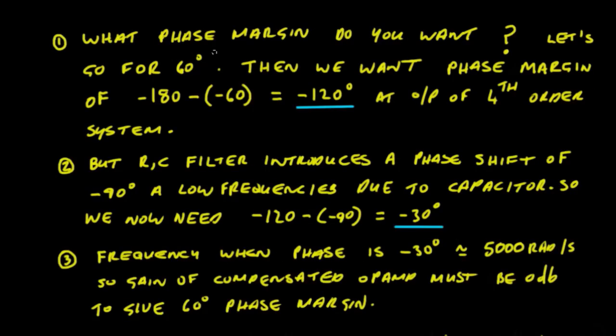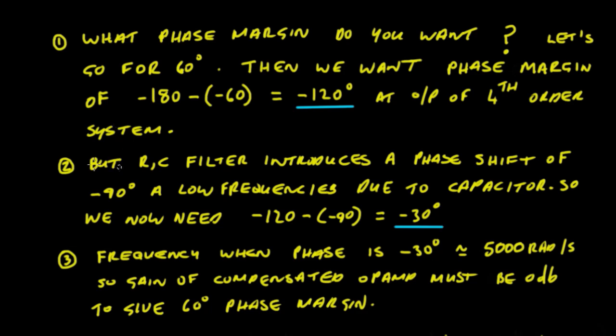So we're going to have to decide which phase margin we're going to want. A typical phase margin, we've mentioned before in one of the other videos, is going to be 60 degrees. So it would mean that we would need 180 minus 60, which would be 120 degrees at the output of the fourth order system. It's fourth order because we've got the three orders in the op-amp, which are given by the gain, the differential and the output stage, and also another order given by the RC filter.